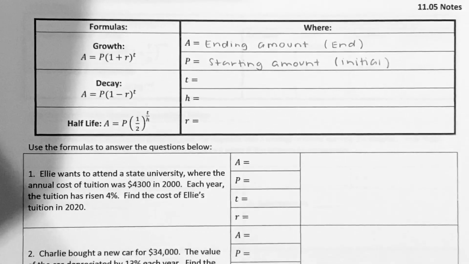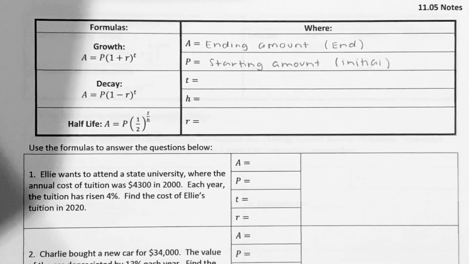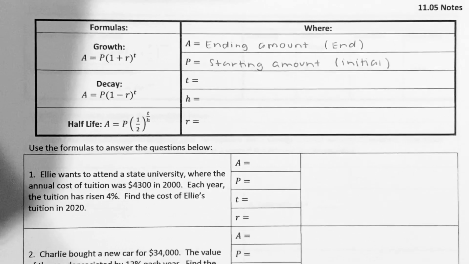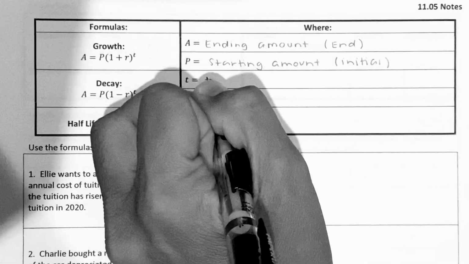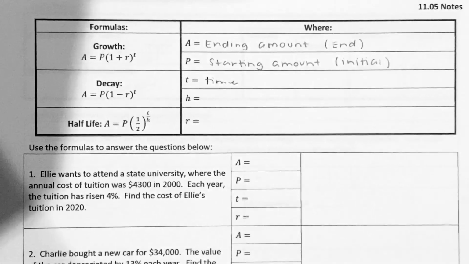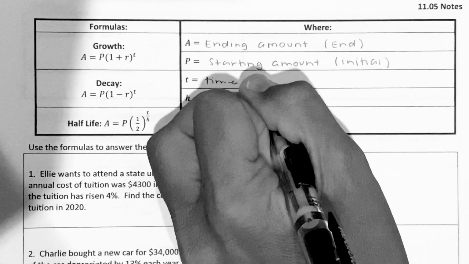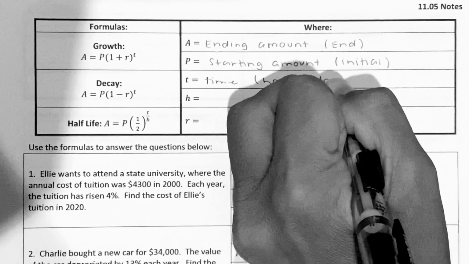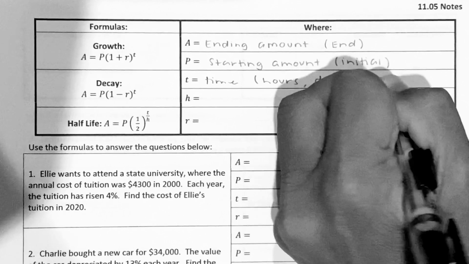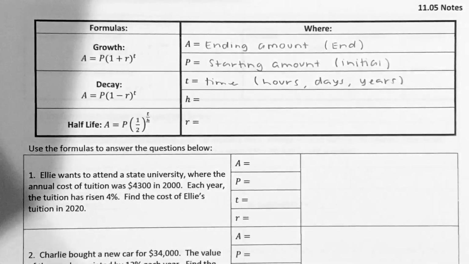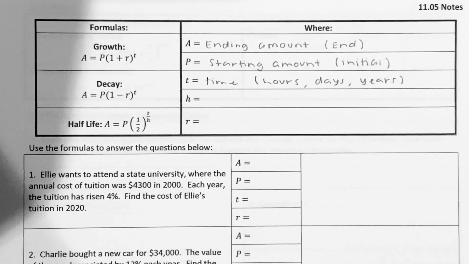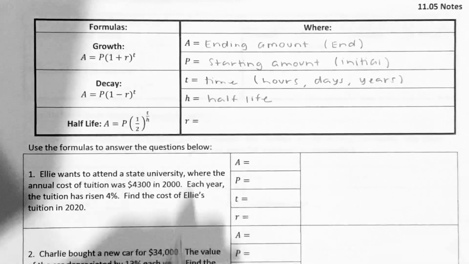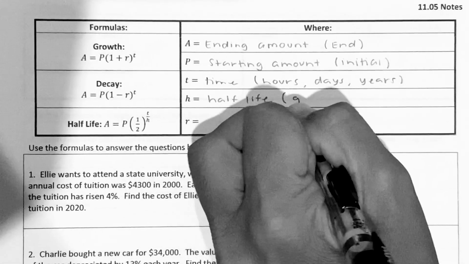And when you read through the problems, it's going to be important to read carefully and look at the words and what the words are telling you each number means. The T is for time. And that could be hours, months, days, years. It's different. And it will say in the problem as well. H is for half-life. And that will be given in the problem.